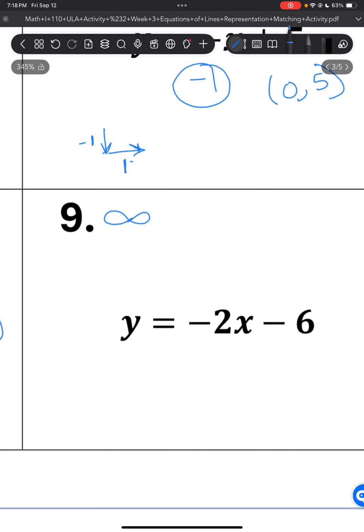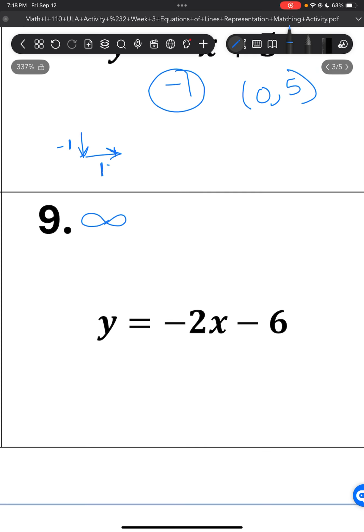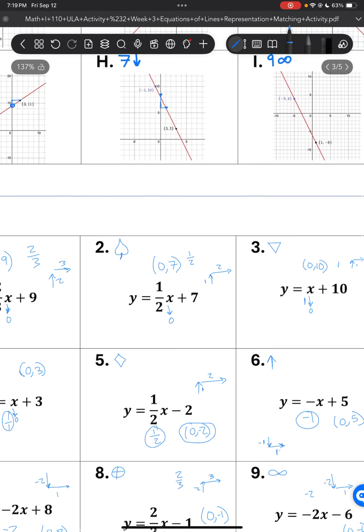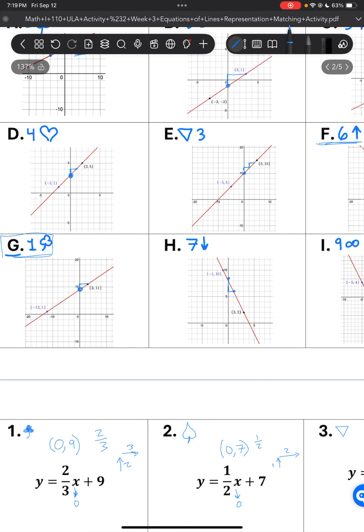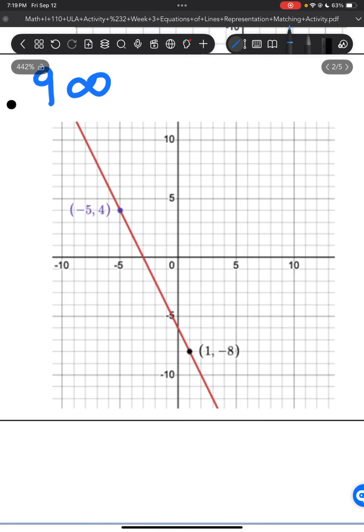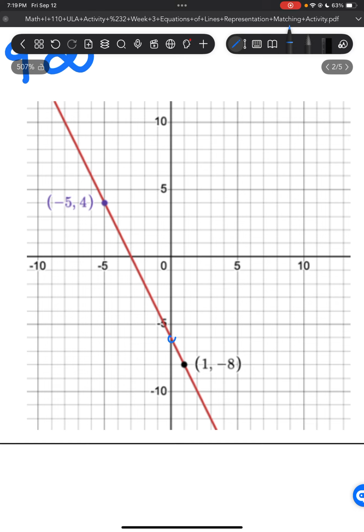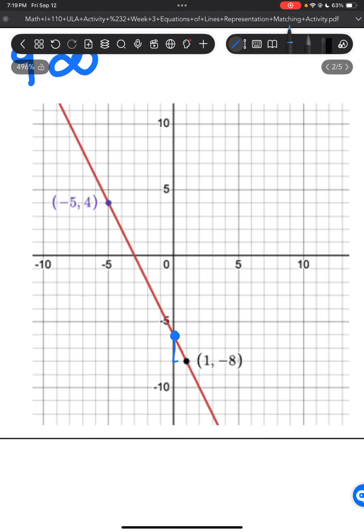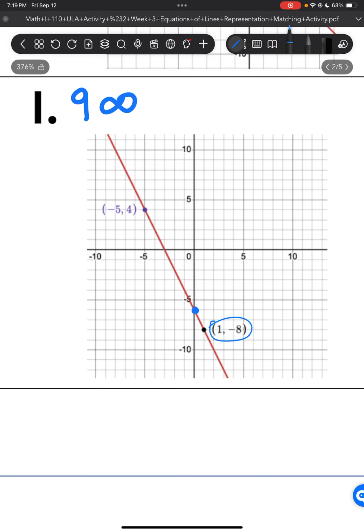All right, final one, number 9. We have a slope of -2, so -2 means we are going down 2 and over 1. And we have a negative intercept here again. So we're looking for a (0, -6), and also a negative slope. So indeed we have a negative slope here. This is our final one. And we do have an intercept at (0, -6). And we are getting that slope. And again, you can also plug in these points.